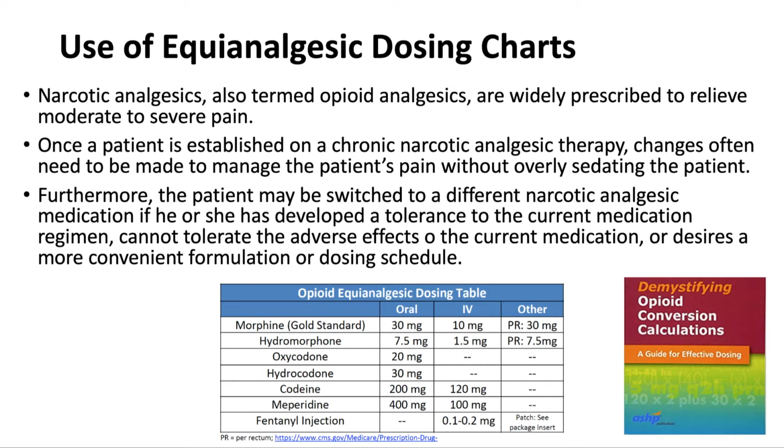On the other hand, something like codeine is much less potent than morphine. You do have to have 200 milligrams of codeine to equal only 30 milligrams of morphine. So it's much less potent.